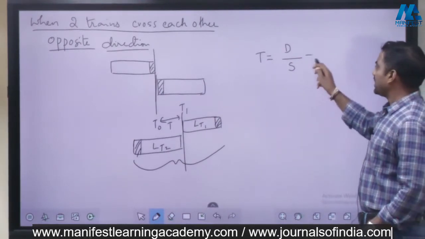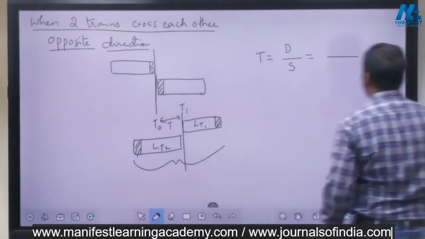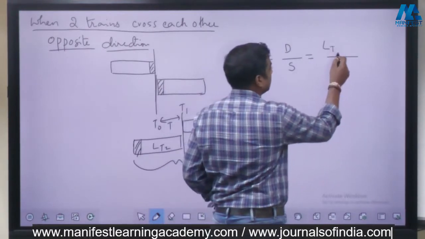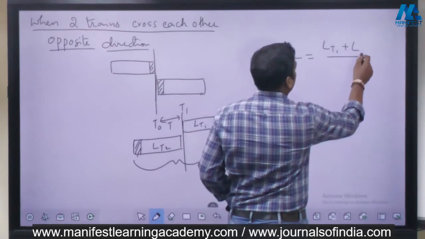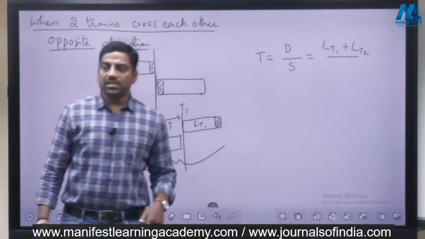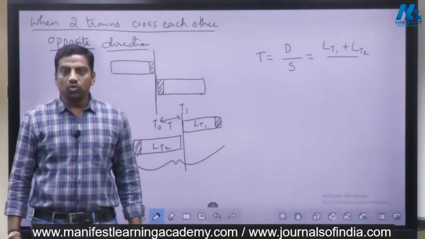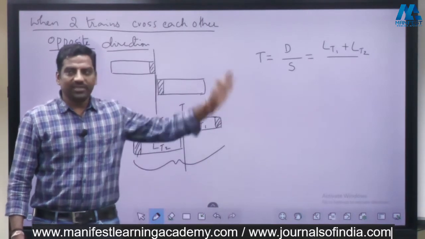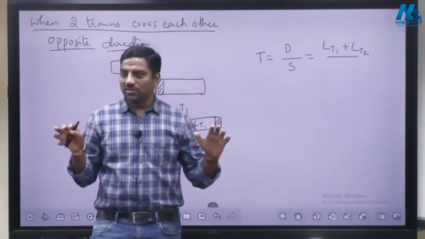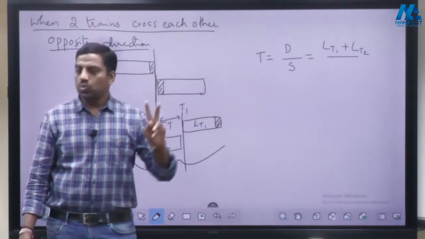So what is the effective length covered by the trains? Length of train 1 plus length of train 2. Isn't it correct? Don't imagine too many things. Just take this, otherwise we have to go to physics and demonstrate. Just take this one: length of train 1 plus length of train 2.